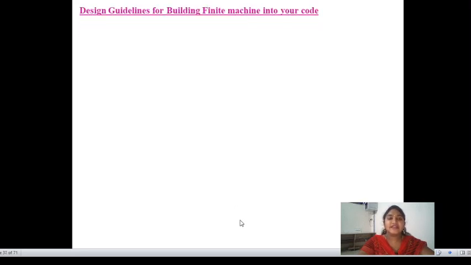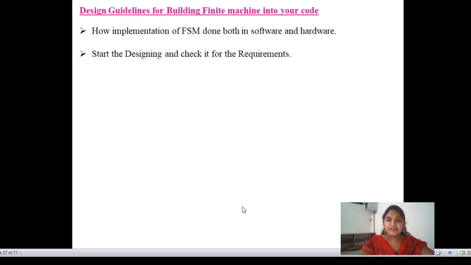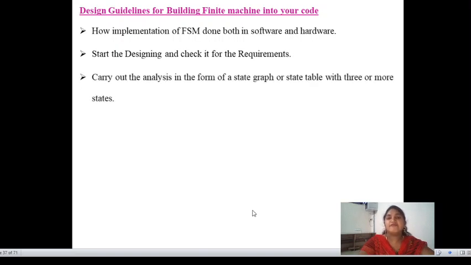The last is the guidelines to be followed to build the FSM, or finite state machine, into the program code. First, define the implementation of FSM, which is done in both software and hardware. First of all, you have to define how the FSM is built in both software and hardware. That is the main way to start the design and check it against the requirements. The design is performed and requirements are checked, and the third step is that analysis should be carried out in the form of a state graph or state table with 3 or more states. So there should be a minimum of 3 or more states when defining the state graph or state table.